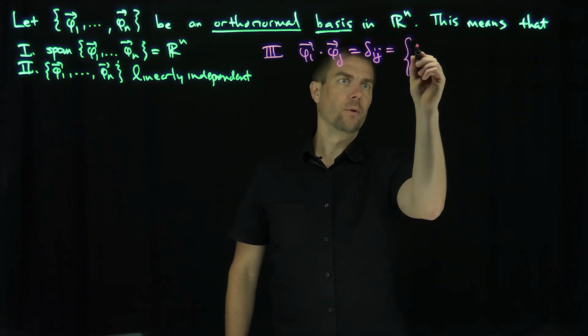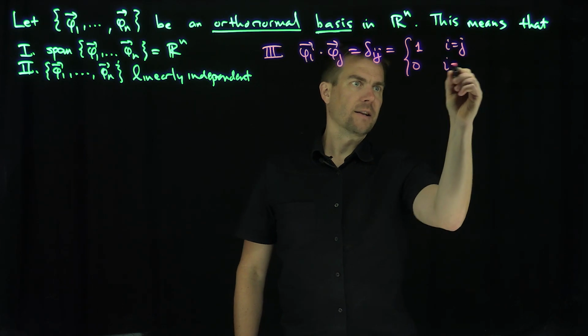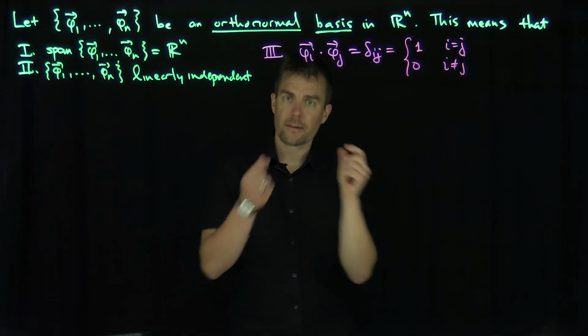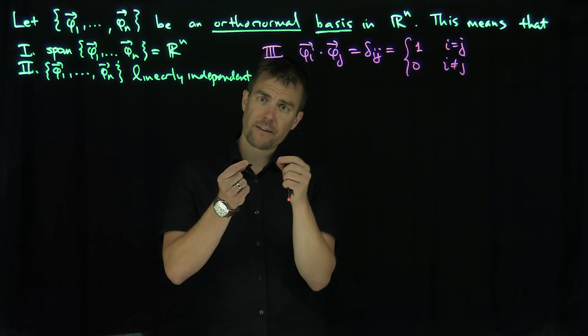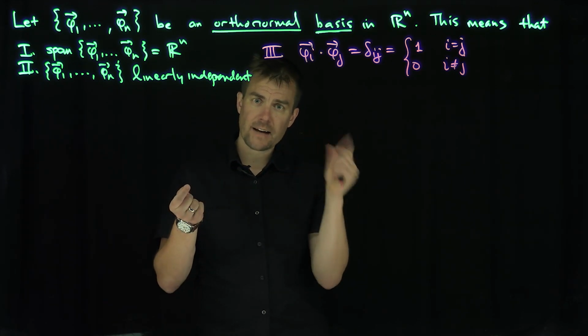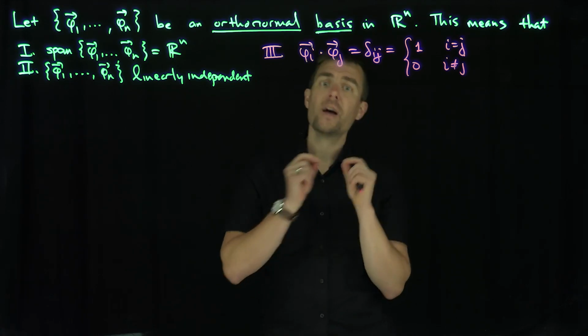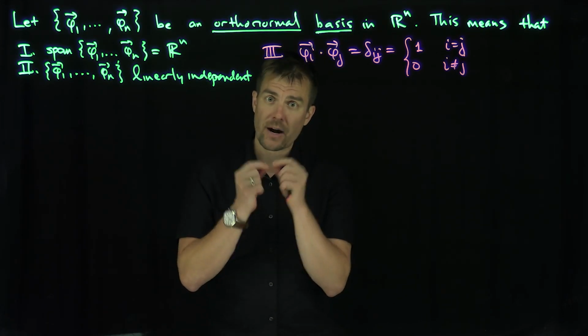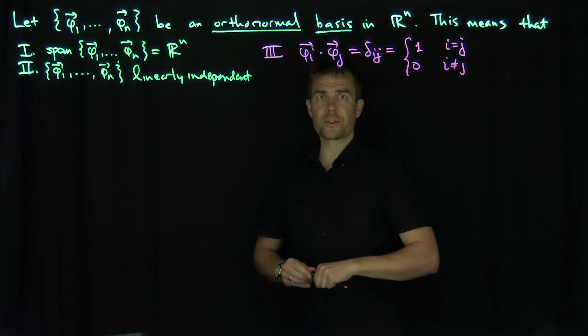This is going to be 1 if i is equal to j, and 0 if i is not equal to j. In other words, if you dot one of the phi's with itself, like phi 3 dot phi 3, it is 1, but phi 3 dot phi 4 is equal to 0. Phi 10 dot phi million is equal to 0. So all the ones where the indices do not match are 0, and the ones where the indices match, the dot product is equal to 1. Great.